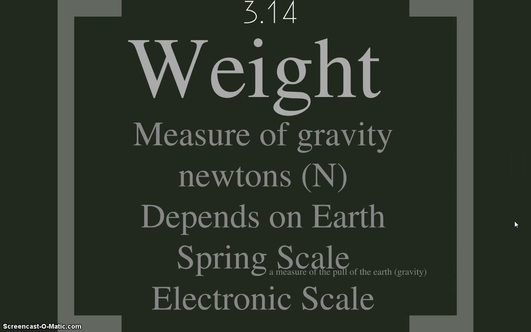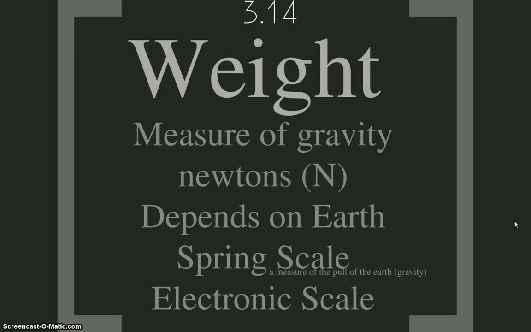If you remember, we've talked about derived units. Newtons are a derived unit made up of kilograms times meters per second squared. So the weight of something depends on Earth, meaning it depends on where you are on Earth, actually. It varies slightly. And if you were not on Earth, your weight would not be the same.